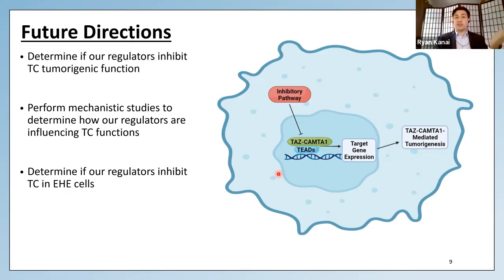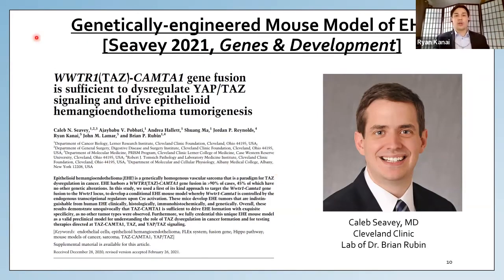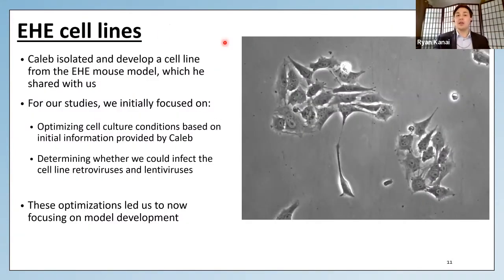As Caleb presented a little while ago, he talked about his genetically engineered mouse model of EHE that was published in 2021 in Genes & Development. And as he mentioned, he was able to successfully isolate EHE mouse cell lines in vitro, which he graciously shared with us. For our studies, we initially wanted to focus on a couple of things. One was optimizing cell culture conditions, based on some of the initial information that Caleb provided us with, to make sure we could handle them comfortably in a dish.